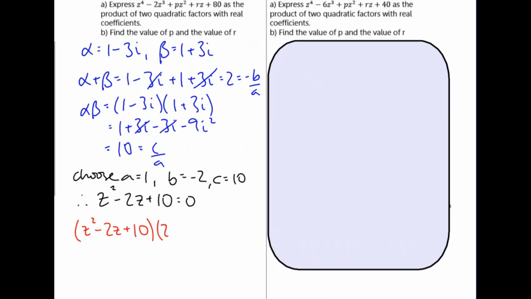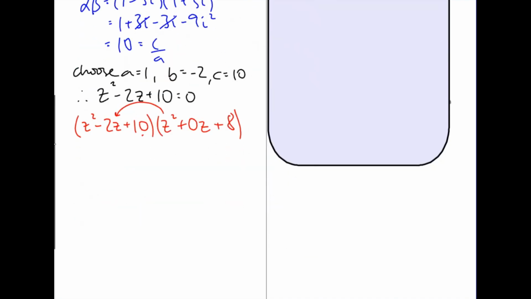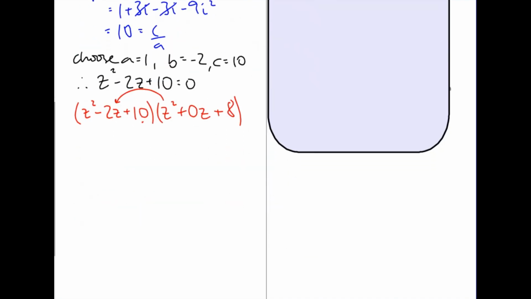So first off, the first term must be z squared, because in the original quartic that's a z to the 4. Then looking at the z cubed term, I need minus 2z cubed. Well, I already get that from doing z squared times minus 2z. So I don't need another z term to get any more cubic terms, so I'm going to put plus 0z in here. I don't have p and r, but that doesn't matter. I just need to look at the final number term and say, what do I need to times 10 by to get 80? So that must be 18. You don't have to write the plus 0z, it's just for demonstration purposes.